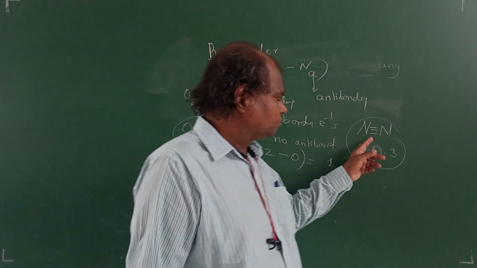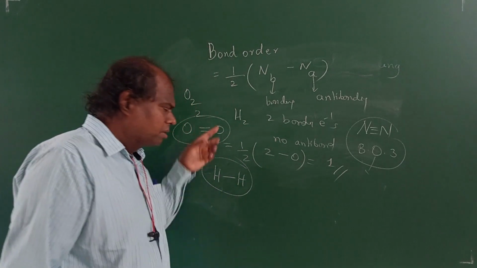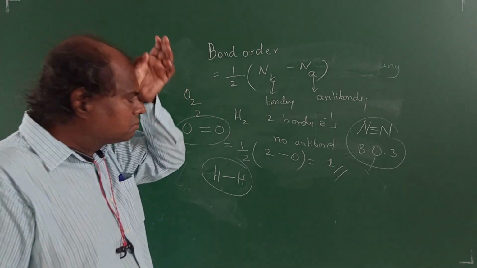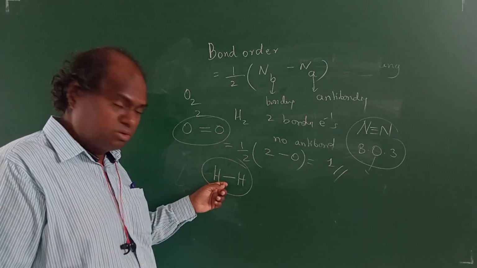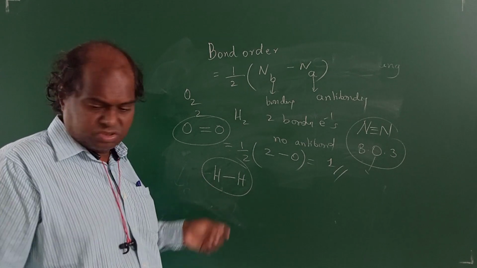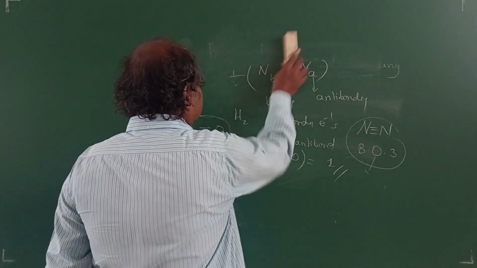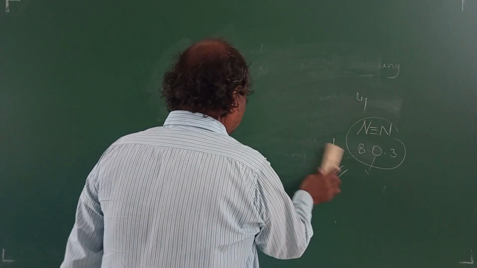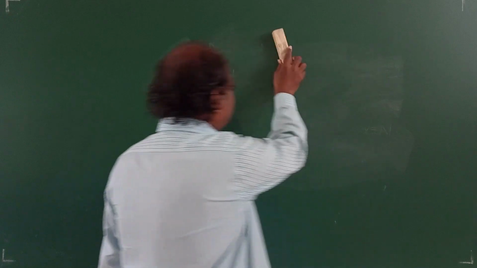For example, can I say that triple bond is far stronger compared to double bond? Am I right? Triple bond is very strong, and double bond is stronger compared to single bond. Am I right? This is about bond order. So the next thing they will ask in molecular orbital is, is it diamagnetic or paramagnetic?